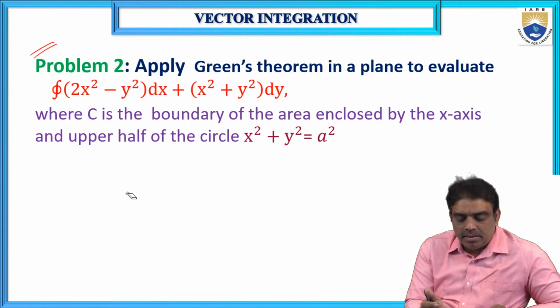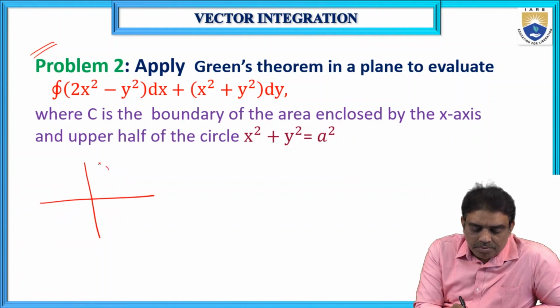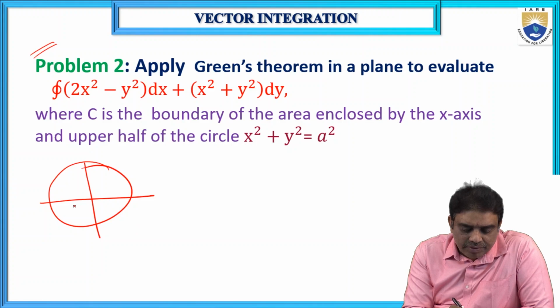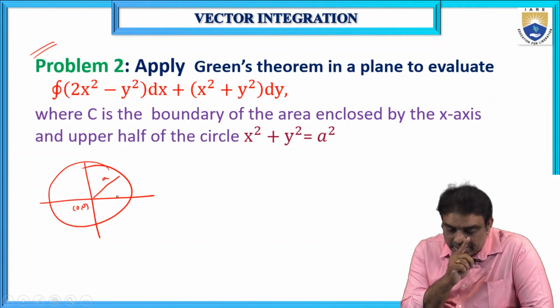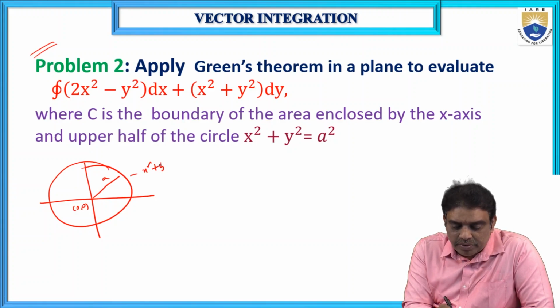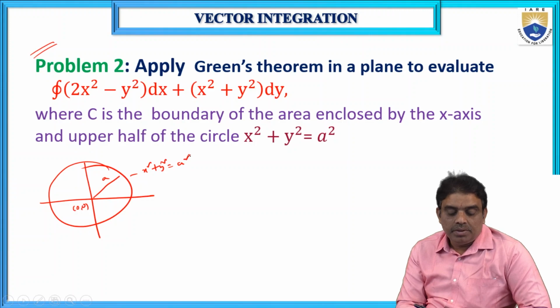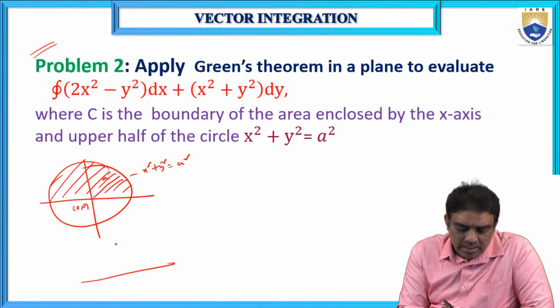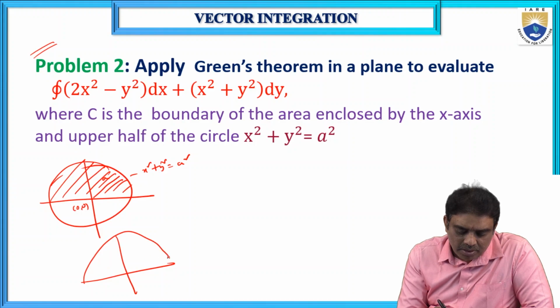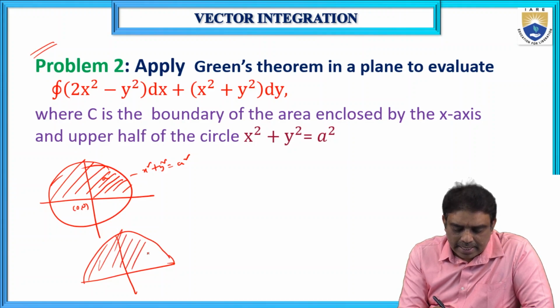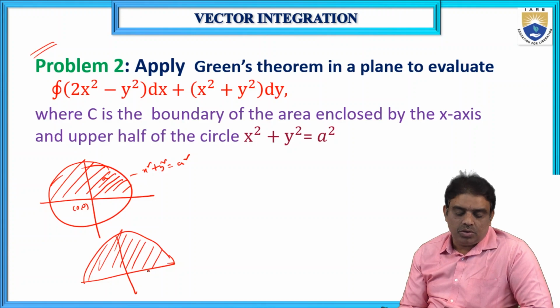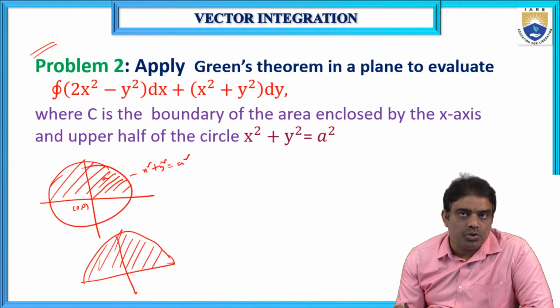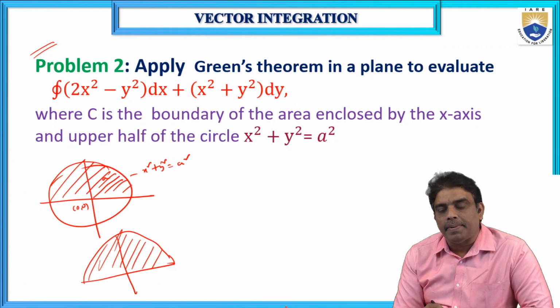I will draw once again. It is the circle equation whose center is 0, 0 and radius is equal to a units. So this is x square plus y square is equal to a square, where C is the boundary of the area enclosed by the x-axis and the upper half of the circle. Only semicircle. The region is only the semicircle, not the full circle. So this is the region. To evaluate this line integral, we are supposed to apply Green's theorem as per the given problem.